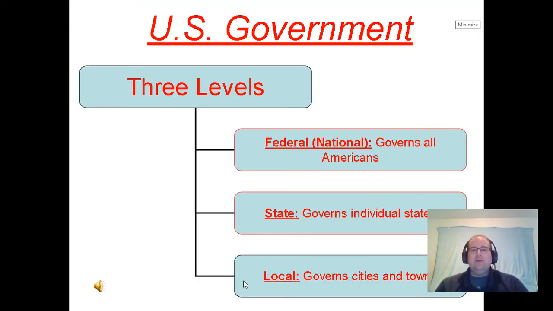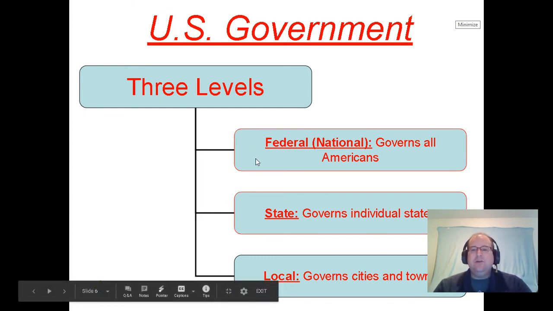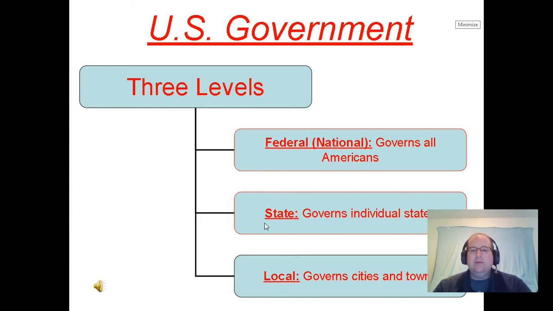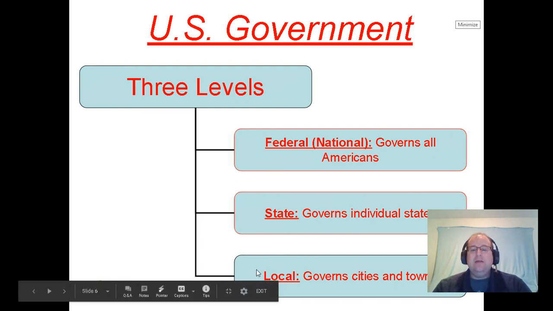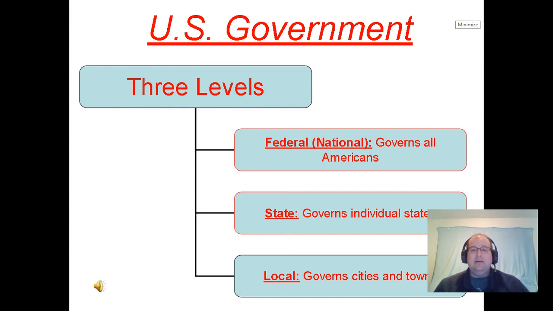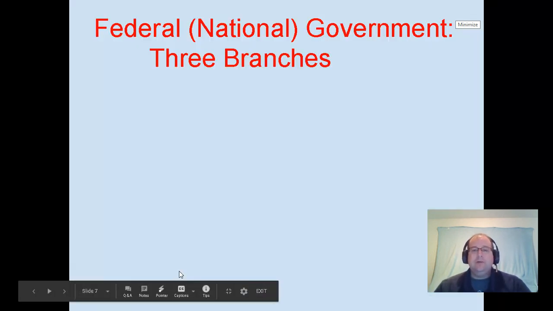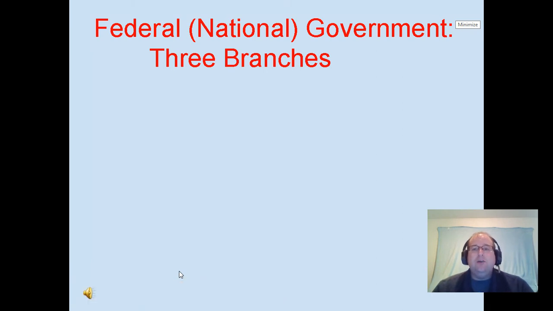So the U.S. government is broken out into tiers. There's the federal government, which governs all Americans. We have our state, which governs individual states, like Kansas. And then there's the local government, which governs the local community, like Topeka. We are going to focus on the federal government, the 3 branches.